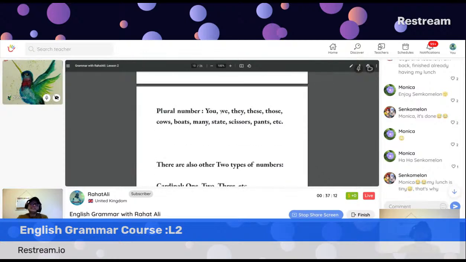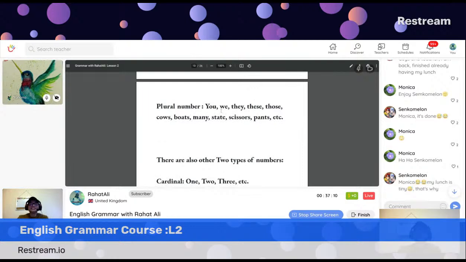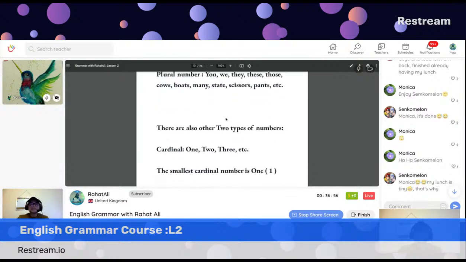And the plural nouns are very easy, as you know: you, we, they, these, those, cows, boats, many. Look, many here. Johanna, state? States, actually, it should be. I missed it. Scissors, pants, etc.